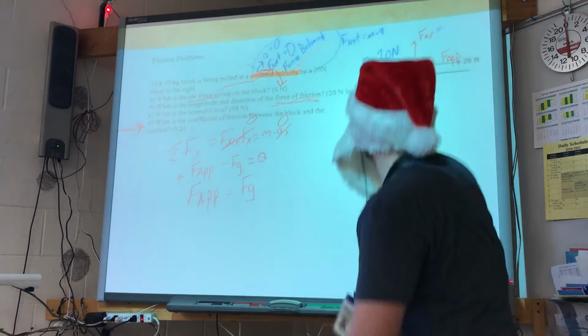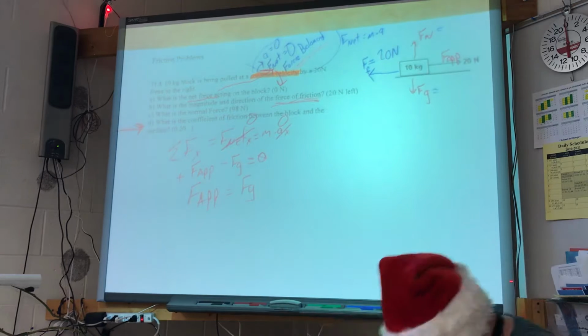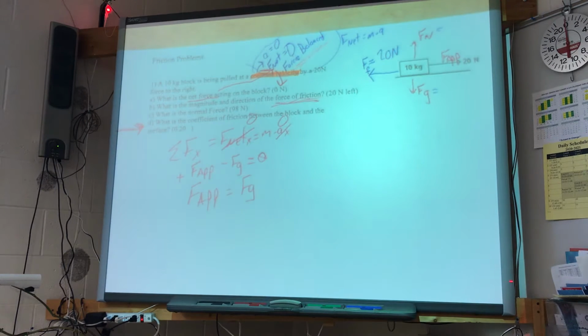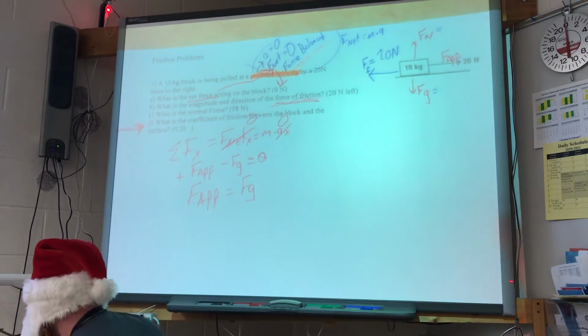That's why this is 20 and this is 20, because Newton's second law says my forces are balanced. You don't necessarily have to do that stuff, I'm just trying to show you. Now, part C, I'm kind of forcing you to solve for normal force in a problem where maybe I won't directly ask you to find normal force, but what if we skip ahead to part D?